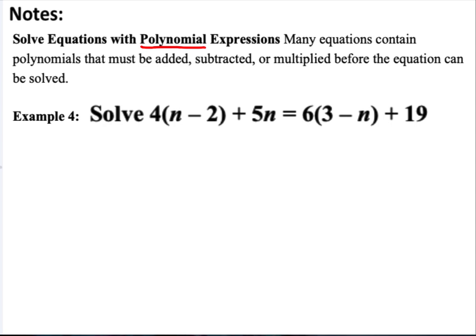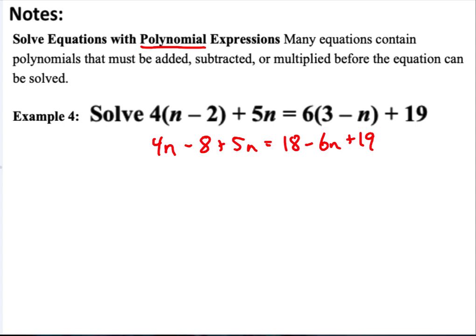Okay? We've got some polynomials, 4 times n minus 2, but for us, it's really just kind of like a distributive property problem. So we'd follow the same steps we normally did, kind of do all the work on each side. So we get 4n minus 8 plus 5n, and then we have 18 minus 6n plus 19.